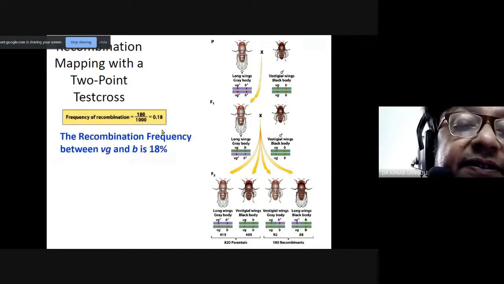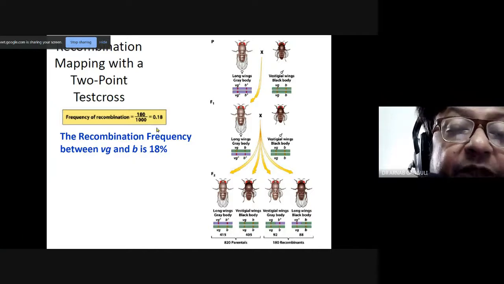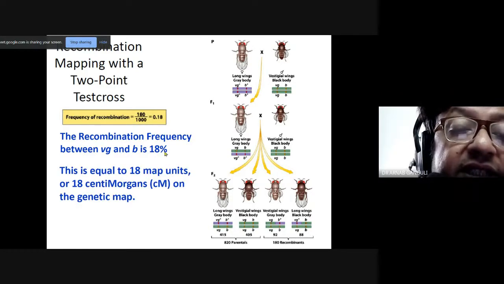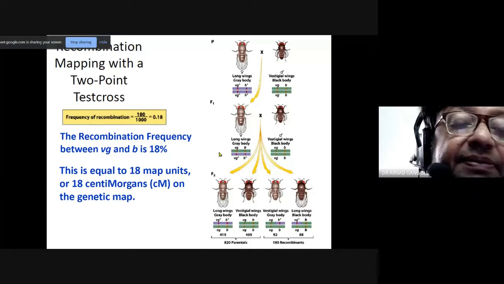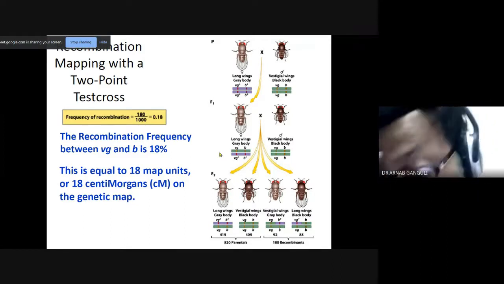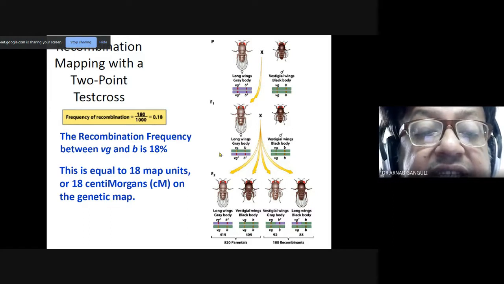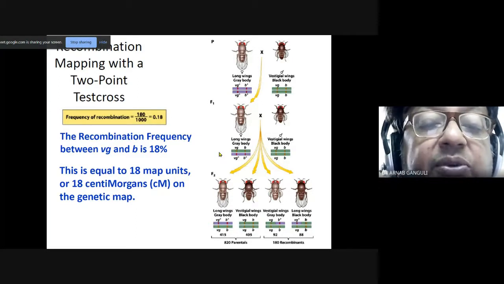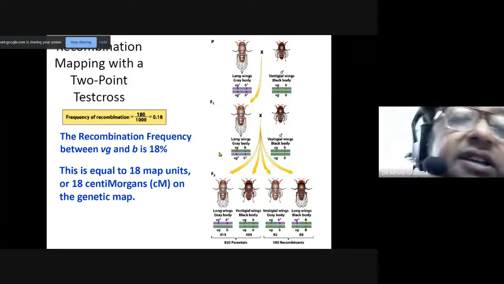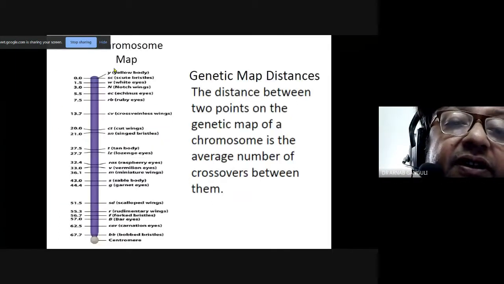This is the recombination frequency between VG and B, 18%. That is 0.18. This is equal to 18 map units or 18 centimorgan on the genetic map. In the genetic map, that 1.5 which you see, it is actually 1.5 map units or 1.5 centimorgan. That is 0.15. That is they are very close to each other, between yellow and scoot. This is 1.5 map units, centimorgans.